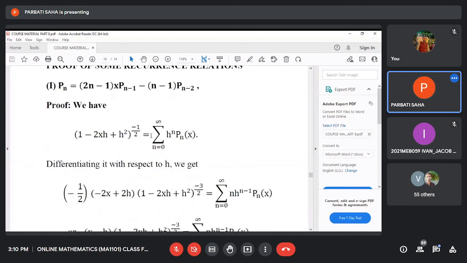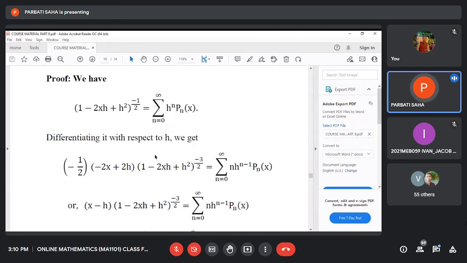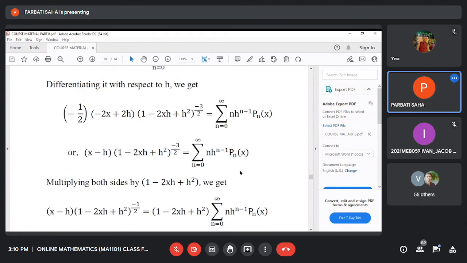We have written this generating function for Pn(x), and then differentiate with respect to h. Differentiate with respect to h, then you will get this. Multiply both sides by this factor. Then you see this is actually whole to the power minus 3 by 2. Then you multiply again this. If you multiply this expression by this factor, then it becomes minus half, because there is another 1 minus 2xh plus h squared. So if we multiply both sides by this factor 1 minus 2xh plus h squared, then it looks like this.